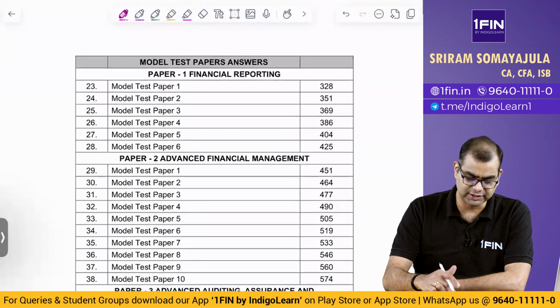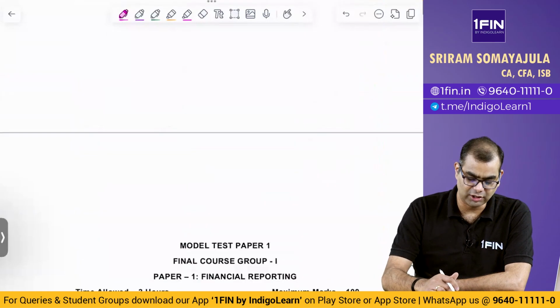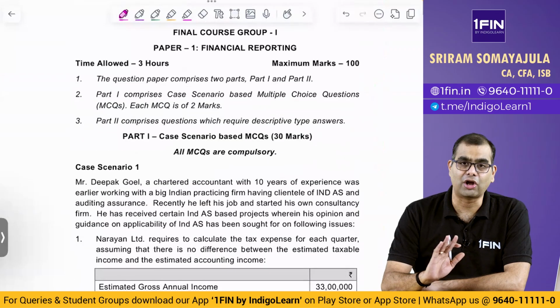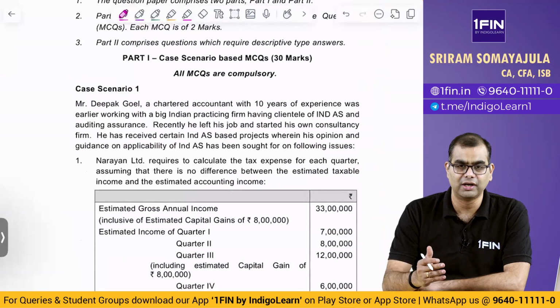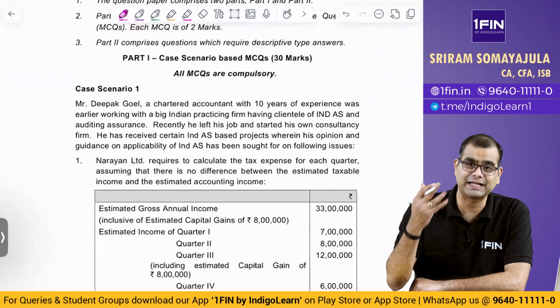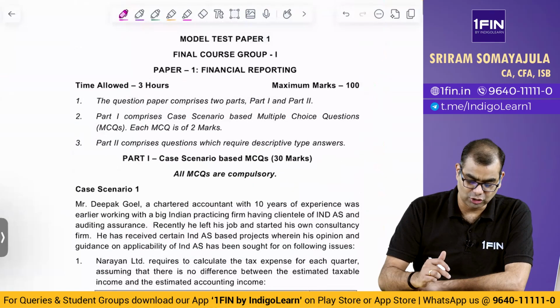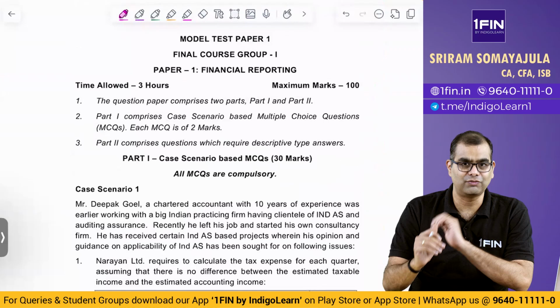Now if you look at this, these are all solutions. This is just like your normal question paper, but a model test paper. Each particular model test paper is exactly like your exam paper. So let us look at the analysis of what this is.